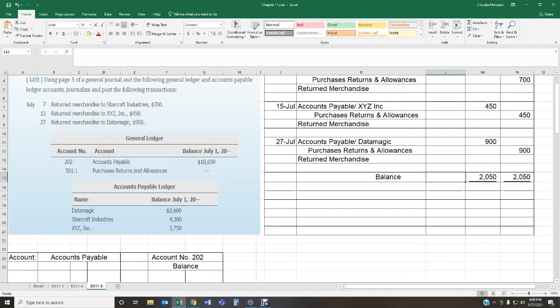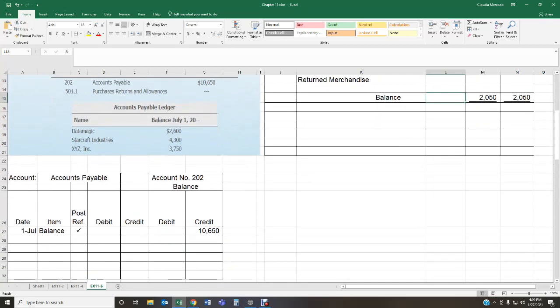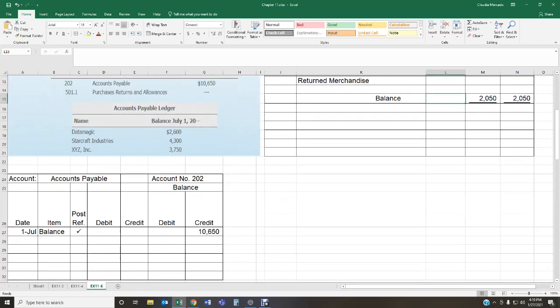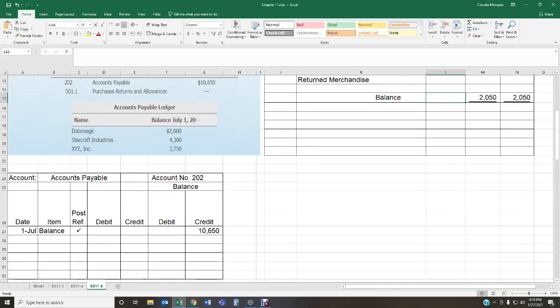Now, you have to think, accounts payable is a liability account. My normal balance of a liability is a credit. So that's very important because they don't tell you if it's a debit or credit balance. They're just telling you that we have a balance of accounts payable of $10,650. By now, you should know that accounts payable is a liability and that the normal balance of a liability is a credit. That is why I put my balance over here on the credit component. And I entered the information. It's account number 202 and it's accounts payable.